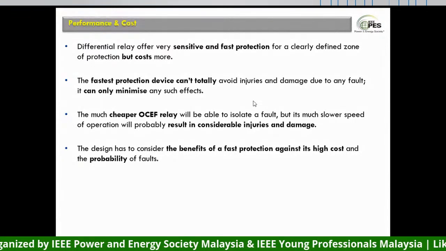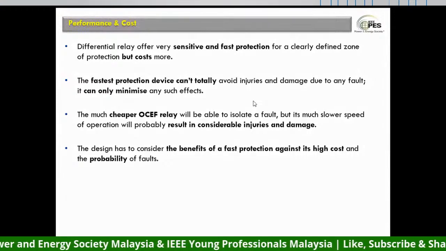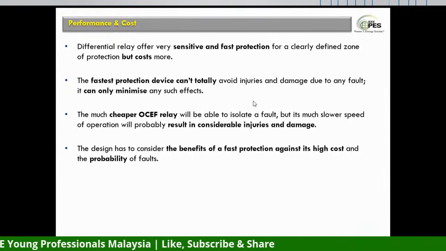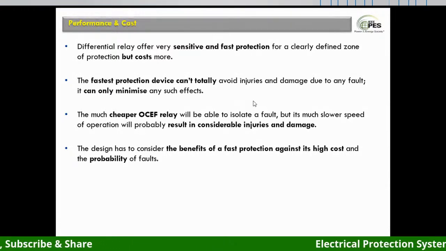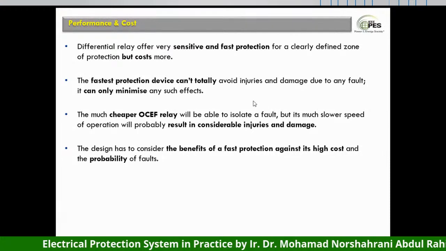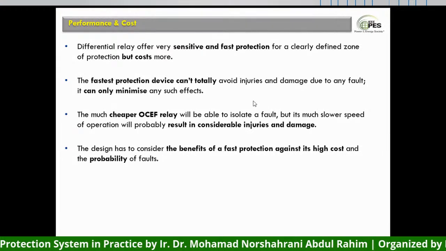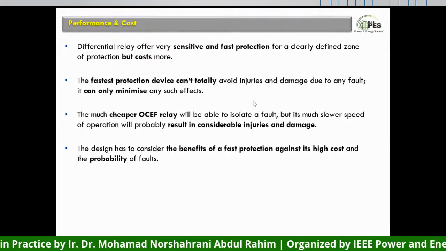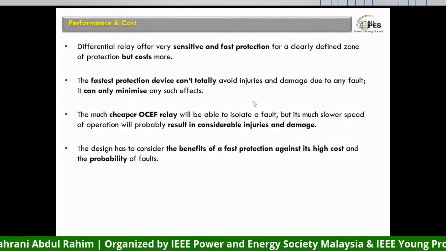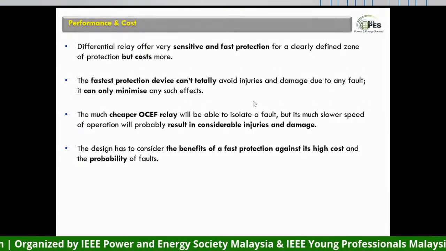Number 2 is the fastest. Fast, yes, we want fast equipment in our system, but we need to bear in mind that the function of a protection device is only to minimize the effect on our system. We cannot totally prevent the fault from happening, but what we can do is minimize the effect.